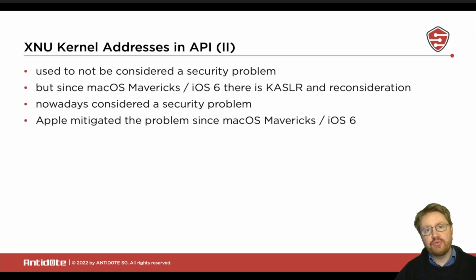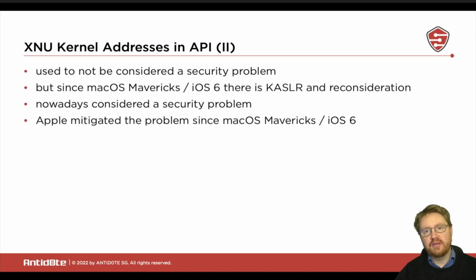That used to not be considered a security problem, especially because the kernel was at a static location and the kernel binary was known, so there were no secret addresses in the kernel, and also the heap was not really randomized so much, so that knowing addresses was not such a big deal in the past.